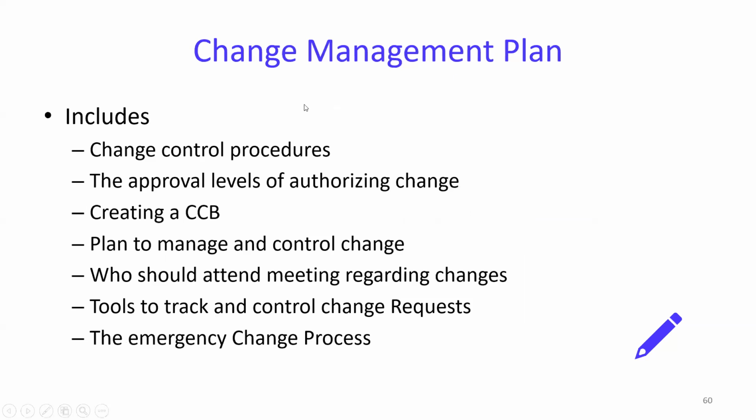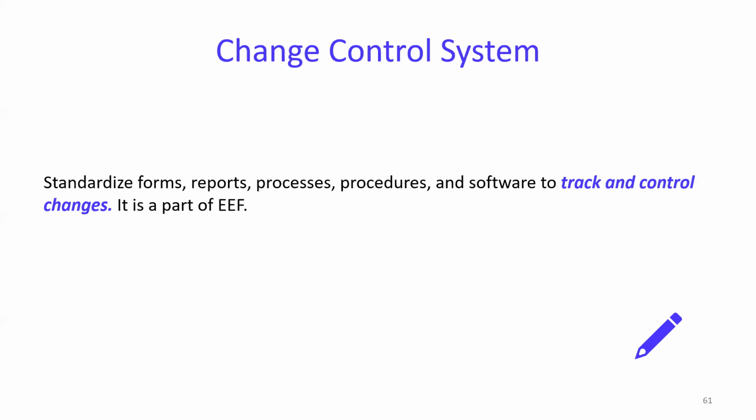The change management plan covers change control procedures: it is not easy to get approval for changes, approval leads to levels of authority authorizing change, creating a change control board plan to manage and control change, who should attend meetings regarding changes, tools to track and control requests, and the emergency change process. So remember, the change management plan is more about how you approve or reject a particular change. Configuration is something different. The change management plan is talking about the ways to approve or change something.